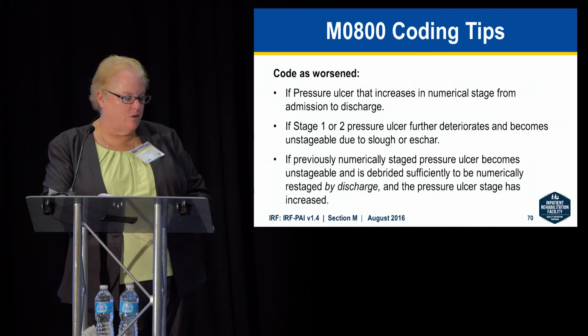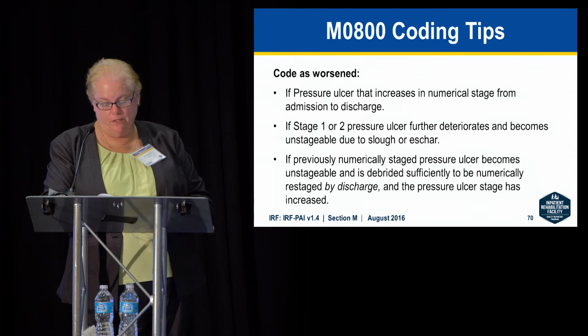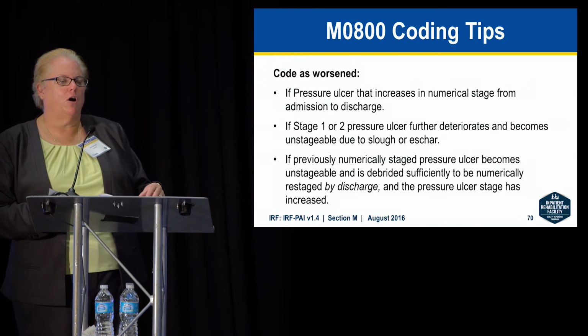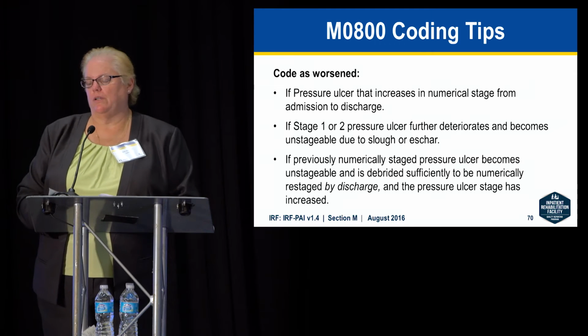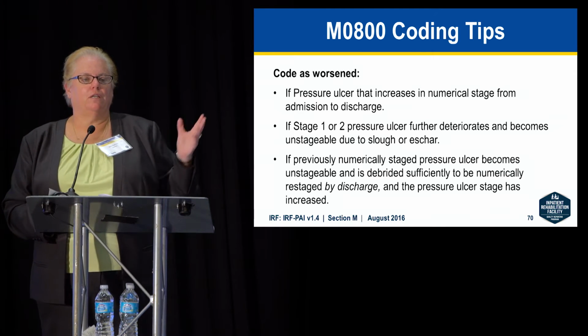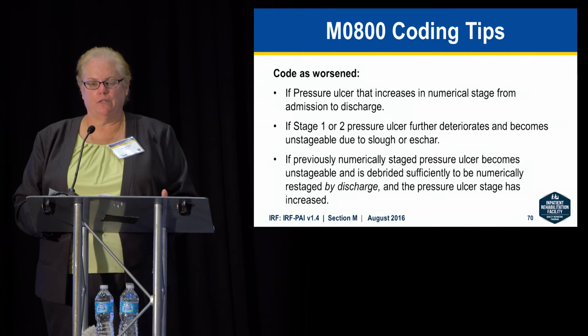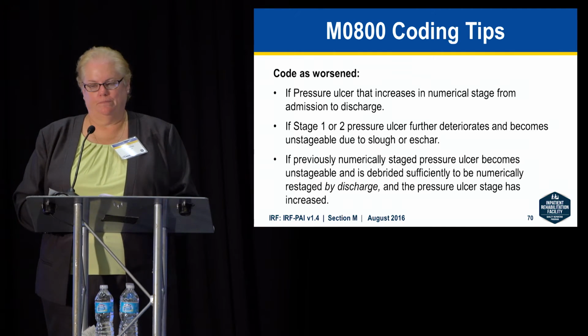If a previously numerically staged pressure ulcer becomes unstageable and is debrided sufficiently to be numerically restaged by discharge and the pressure ulcer stage is increased, then we're going to say it's worsened. But if in fact you had a stage 3, then it became covered with slough, then you chemically debrided it, and after it was cleaned and the slough was removed, it still was a stage 3. Is it worsened? No. Still stage 3.